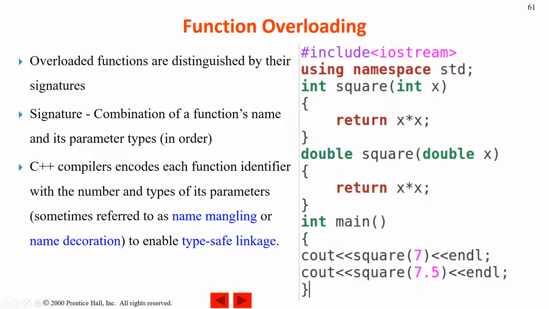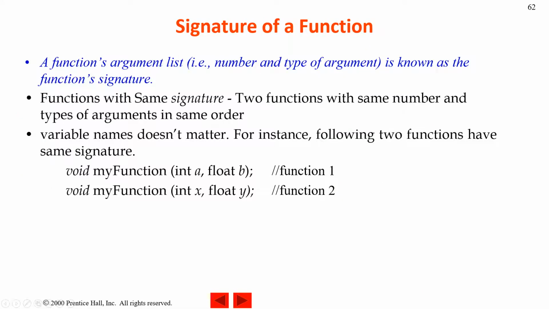The C++ compilers encode each function identifier with the number and type of its parameters. This is sometimes called name mangling or name decoration, and it is used to enable safe linking of the functions. This is a concept we will study. Those of you who study object-oriented programming will know what linkage is. But for now, it just helps figure out which of the two will be used.